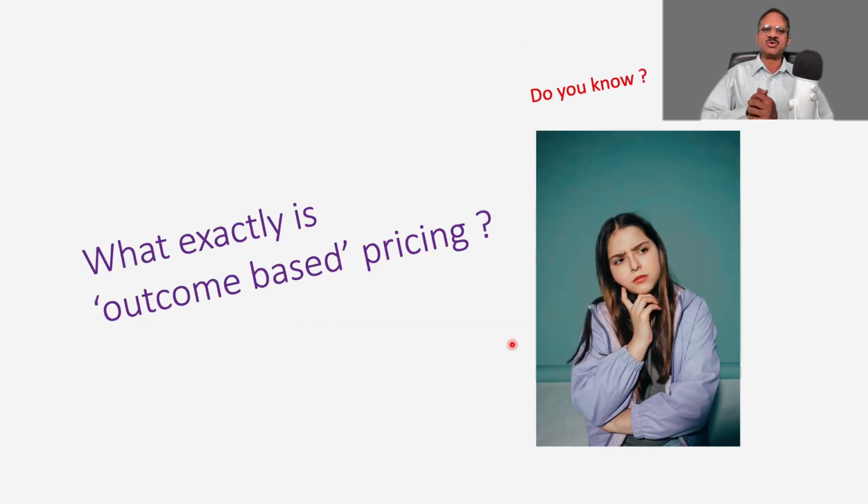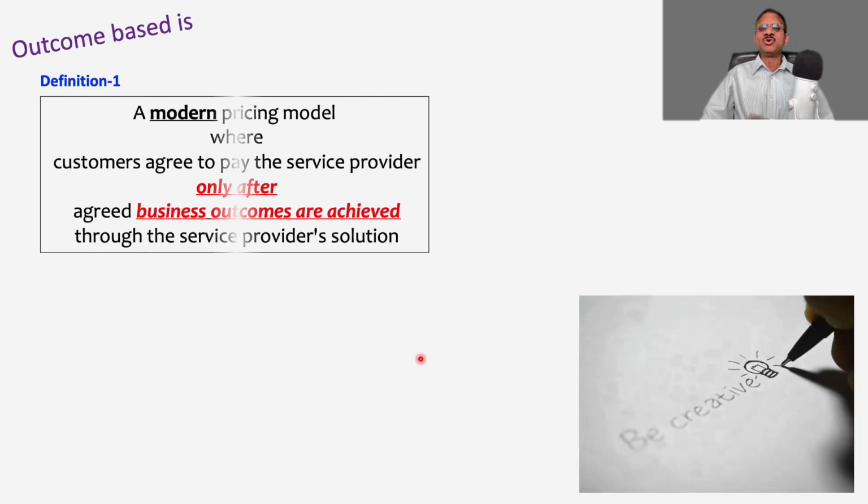What exactly is outcome based pricing? Anybody would like to answer: what is your understanding about the outcome based pricing model? Maybe you can pause the video and answer to yourself, because it's an online course. Anyway, let me show a couple of definitions here. Outcome based, a modern pricing model. People call it modern because it is more applicable in today's digital context. It doesn't mean that it was not there earlier. It was there, but it is much more now. That is the meaning.